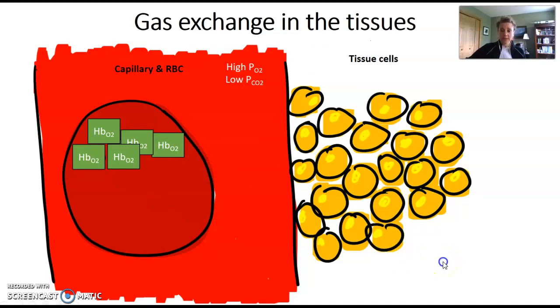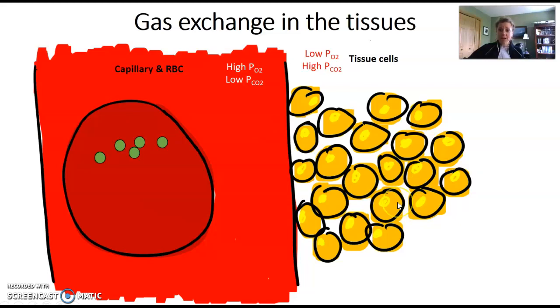Now, in the tissues, however, the cells here are constantly performing cellular respiration in order to generate ATP, and so they're constantly using oxygen. Our tissue cells have a low partial pressure of oxygen, and because they are constantly performing cellular respiration, they have a high amount of waste products. So they're generating a lot of carbon dioxide. So they have a high partial pressure of carbon dioxide.